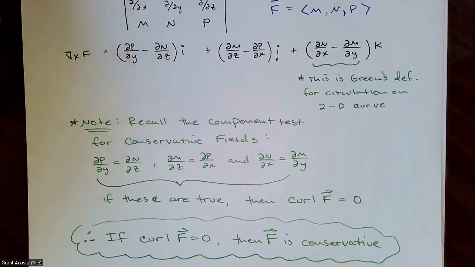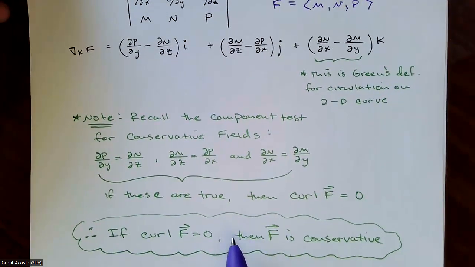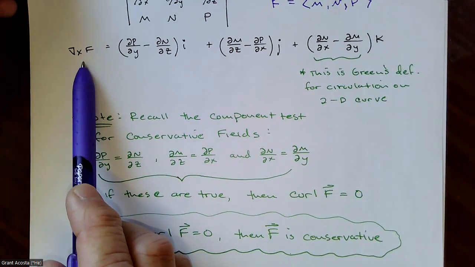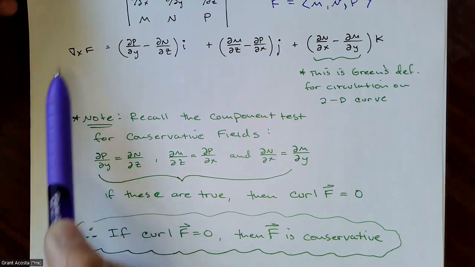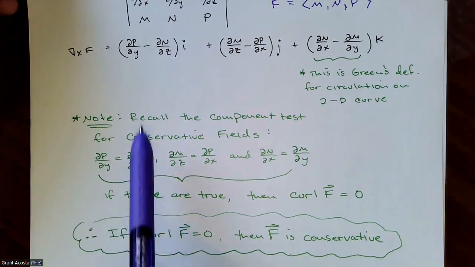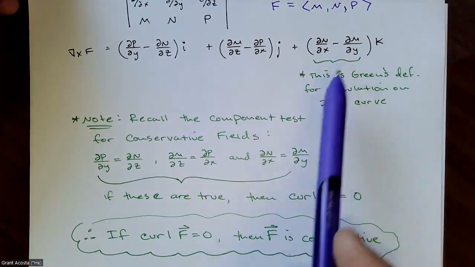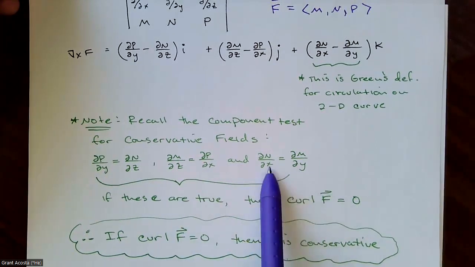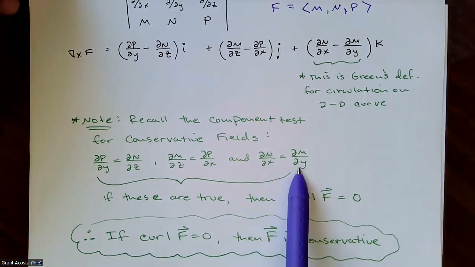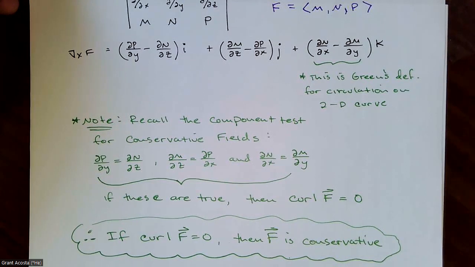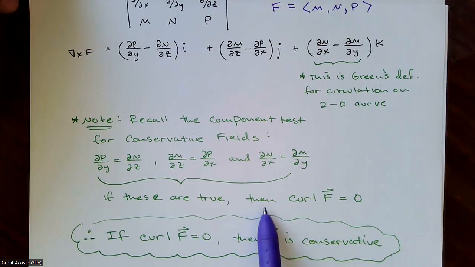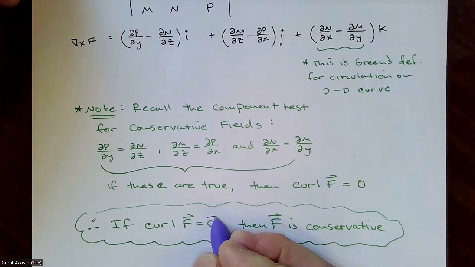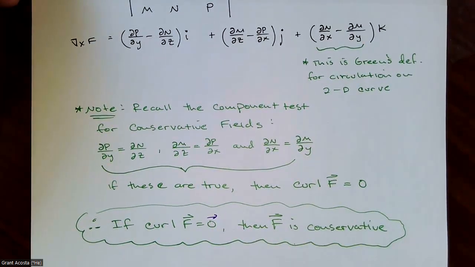You may also recall how you can tell that a field is conservative: the curl of f should be equal to the 0 vector, which means each of these parts should be equal to 0. If they're equal to 0 and you set them equal to each other, this is the test you may be familiar with for determining if a vector field is conservative or not. So if the curl of f is equal to the 0 vector, then f is conservative.